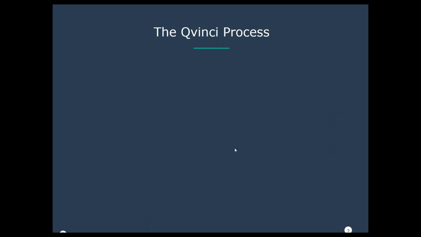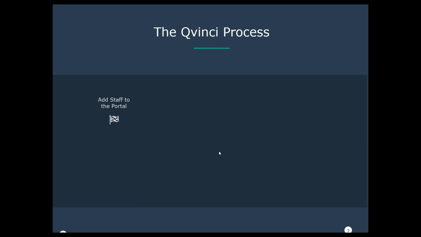So how do you get there? What is the process? Well, the first process when you decide to go on the Qvinci journey is to add staff to your portal. Essentially, you talk to myself, you talk to a member of my team, and we will help you get set up with an account within Qvinci. We're going to ask you for, give me all of your users. And, one thing that's key to call out here, users are free. We don't charge you for user CALs or licenses like a lot of software systems do.